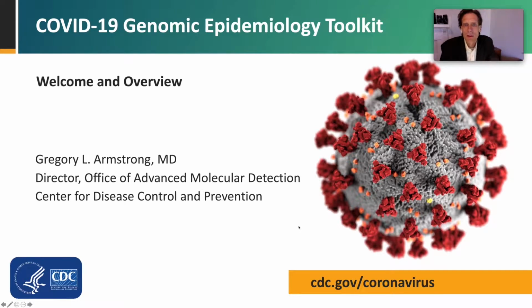My name is Greg Armstrong, and I will introduce our topic, using genomics to investigate the epidemiology of COVID-19. Then I'll explain why we developed this toolkit, what it contains, and who should use it. Finally, I'll preview the other modules in this toolkit, which have been designed to help you start using genomic sequence data to supplement your epidemiologic investigations.